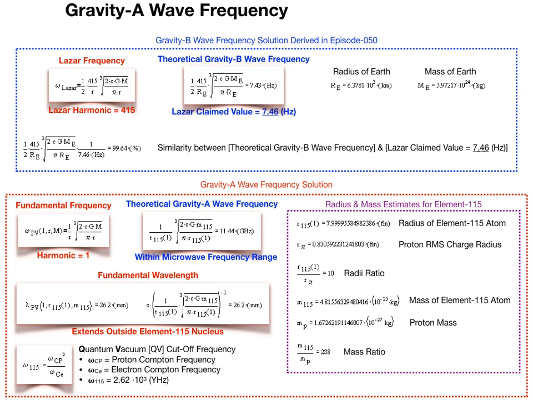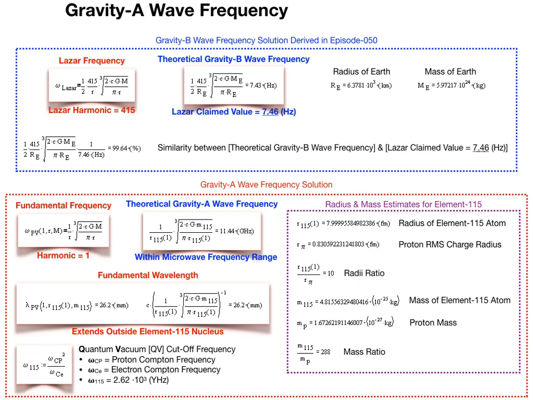In the bottom right hand side of the frame, we have included our estimates for the radius and mass of the element 115 atom. You can find the derivation of these values in our Bob Lazar playlist. I've excluded their derivation from this video presentation for the sake of brevity and simplicity. However, we encourage all viewers to watch our Bob Lazar playlist to learn how it was done. If you still have questions after watching the recommended videos, please reach out to me personally.